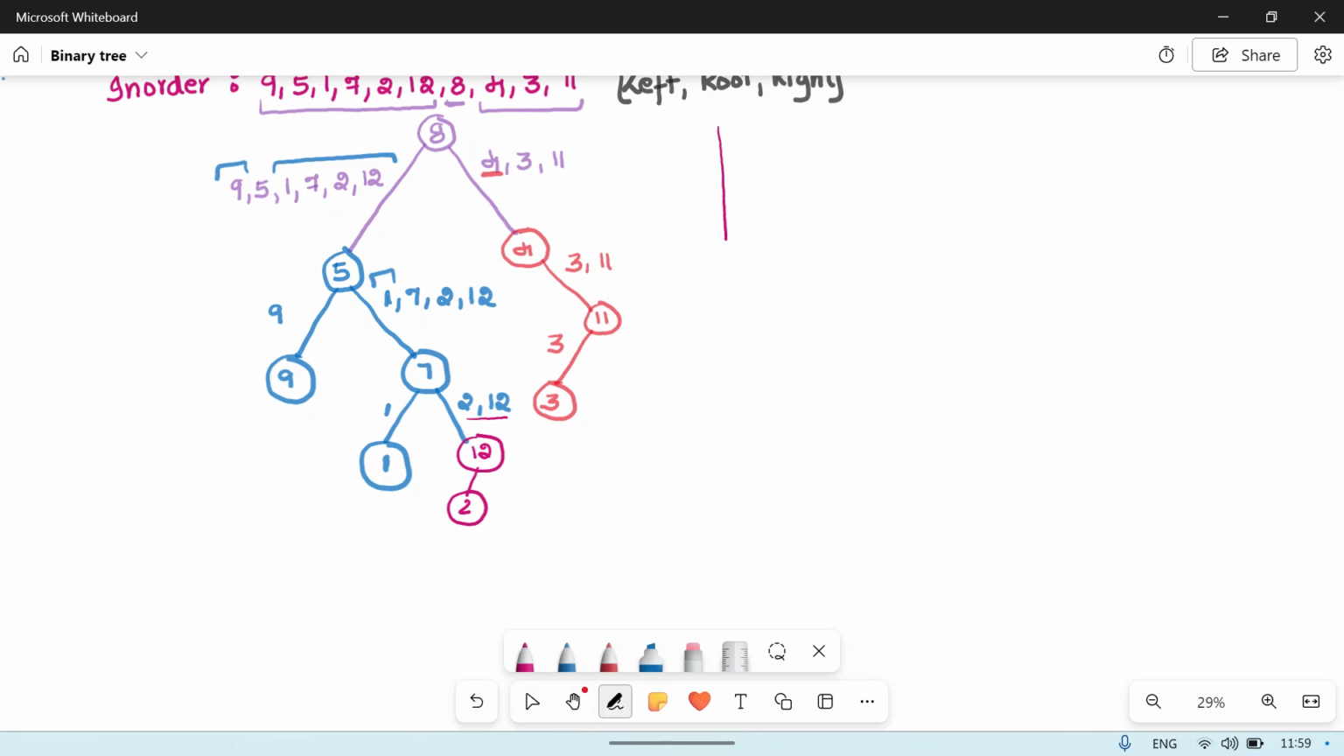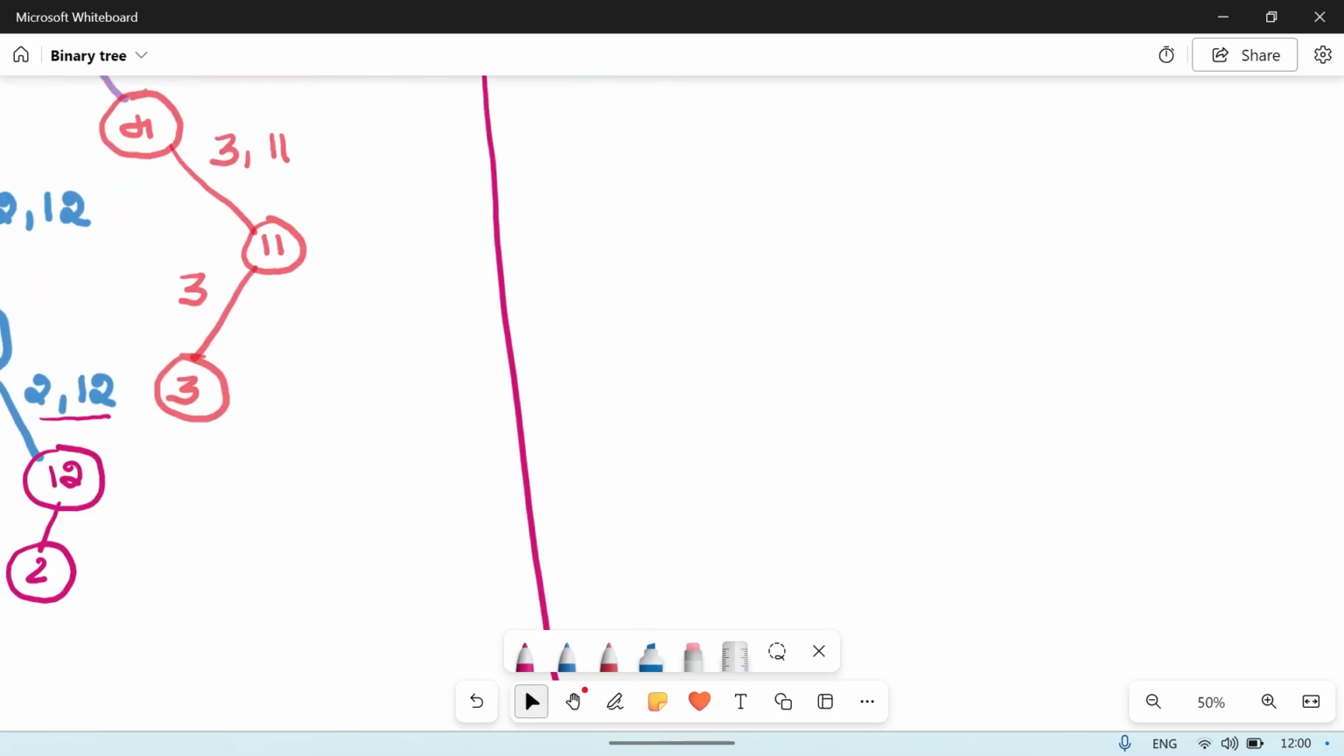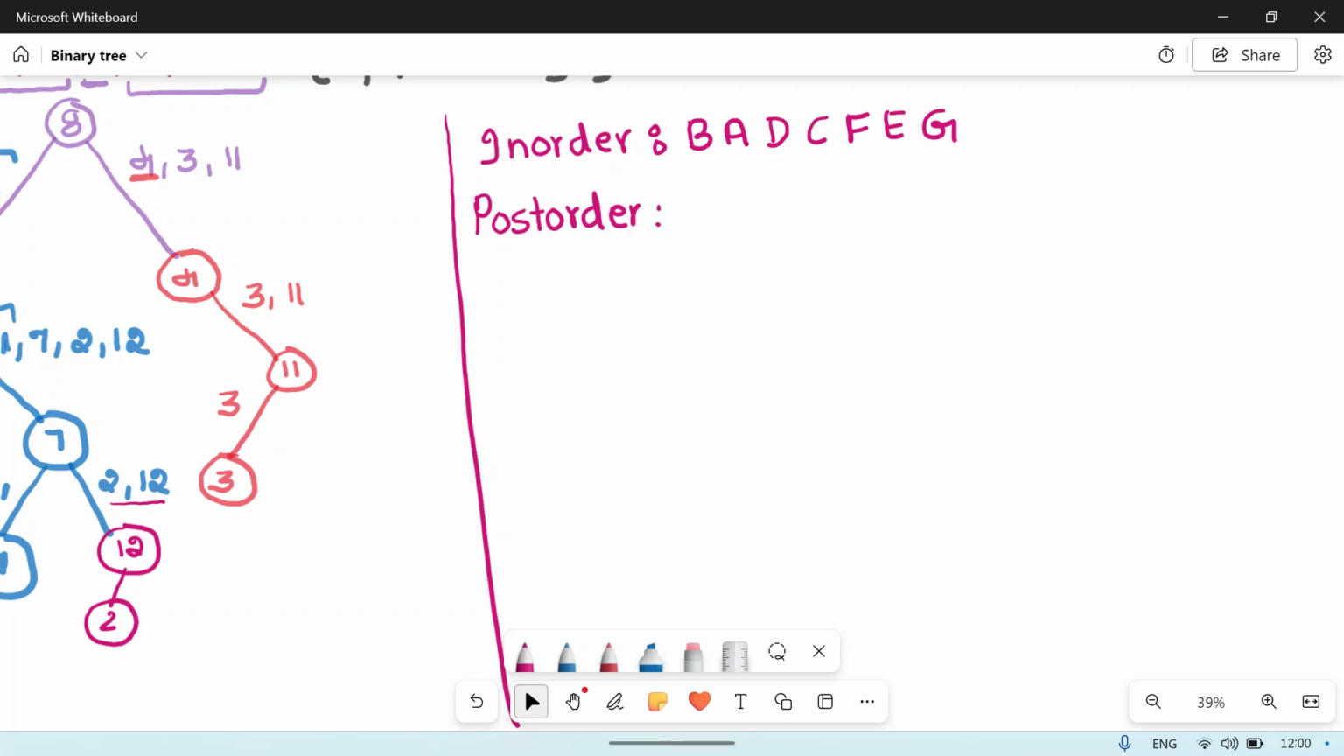Okay, so example number 2. Let me take an example of in order: B, A, D, C, F, E, G. And its post order is, sorry, its post order is B, D, F, G, E, C, A. This is the post order.